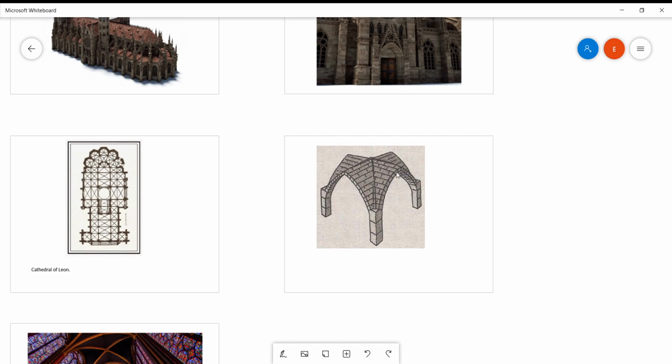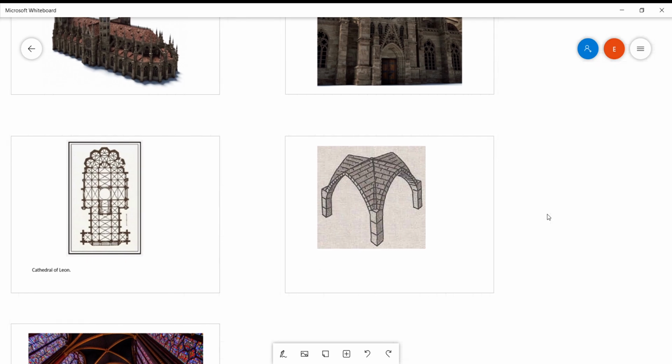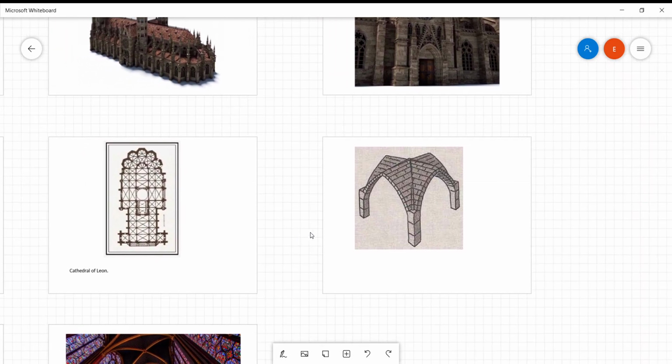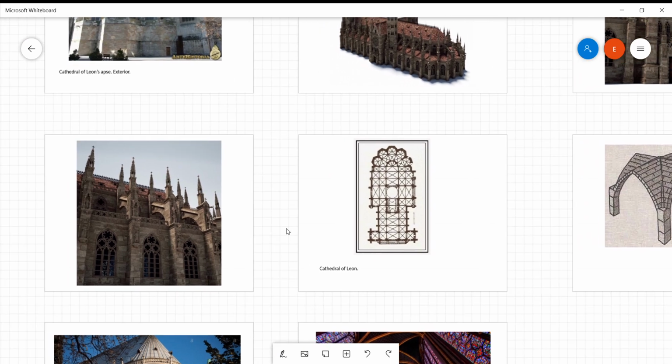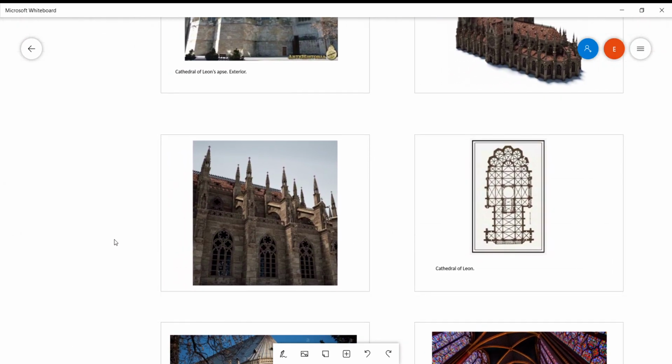And you can be sure that we have ribs there, and these ribs are conveying much better the weight to the pillars, okay, than the Romanesque barrel vault, okay.